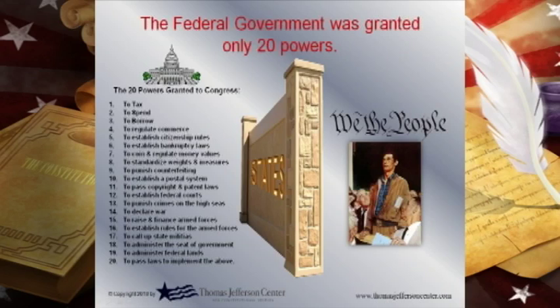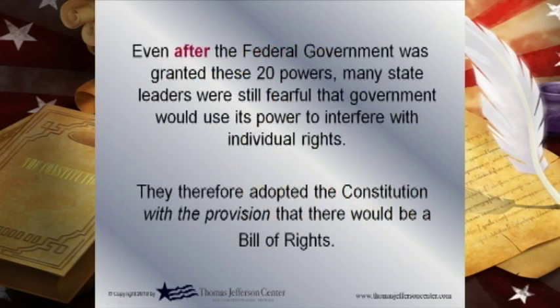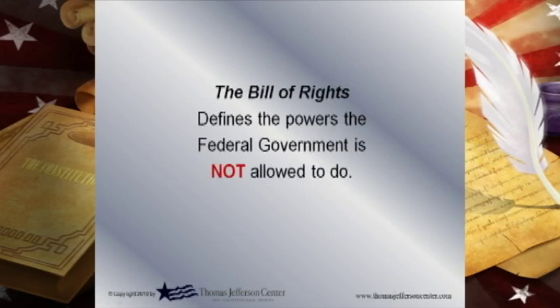But even after the federal government was granted these 20 powers, many state leaders were still fearful that government would use its power to interfere with individual rights. They therefore adopted the Constitution with the provision that there would be a Bill of Rights. The Bill of Rights defines the powers the federal government is not allowed to do.